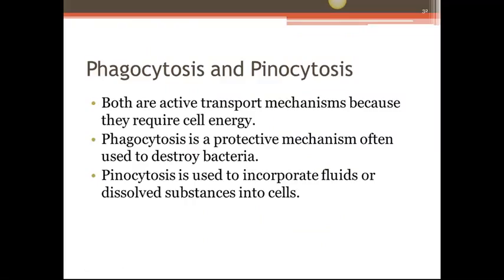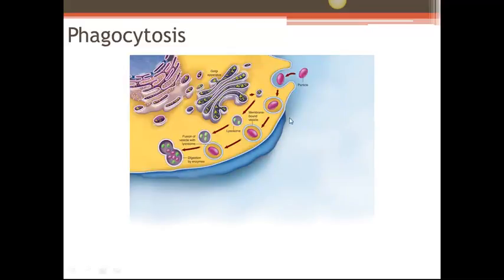Phagocytosis and pinocytosis. Both are active transport mechanisms because they require cell energy. Phagocytosis is a protective mechanism often used to destroy bacteria. Pinocytosis is used to incorporate fluids and dissolved substances in cells. And here you see phagocytosis, the process, and the active transport methods of particles.